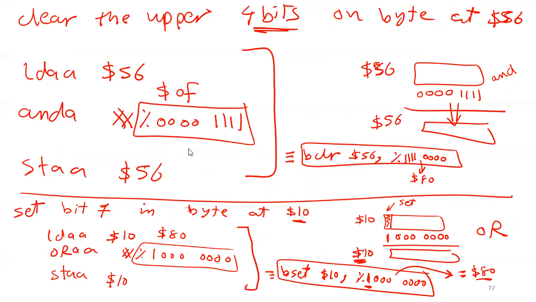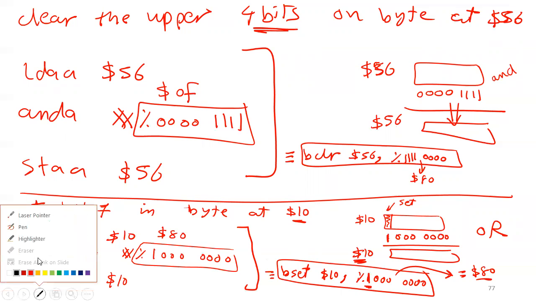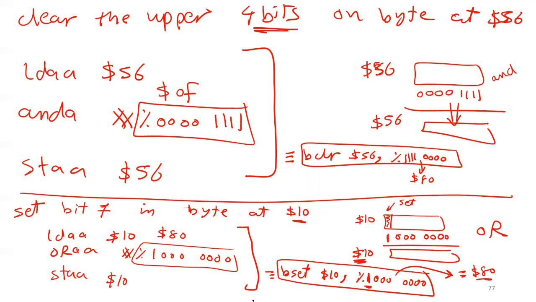The first example I want to teach here: clear the upper 4 bits of the byte at memory location 56. So I want to clear the upper 4 bits in this byte. For sure, if you want to clear some bits, I have to use the AND operation. But I cannot do an AND operation on a memory location directly. That's why here I have to read this byte first, so I put it in A.